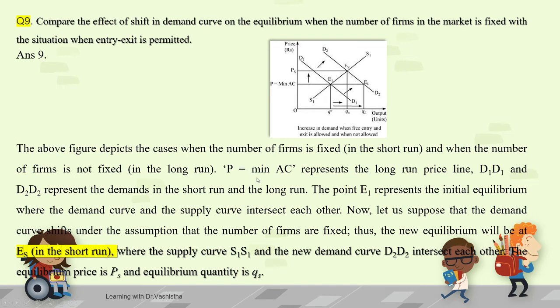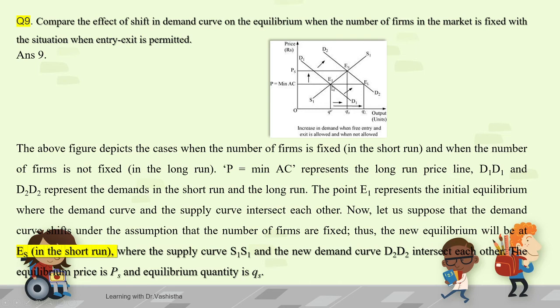So here P is equal to minimum AC. This line that you can see represents the long run price line. Now D1D1 and D2D2 represent the demand in the short run and the long run. The point E1 represents the initial equilibrium. Here you can see where D1D1 cuts the S1S1 supply curve, and they are equal to each other at this point.